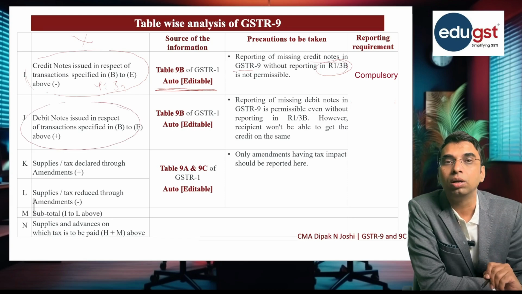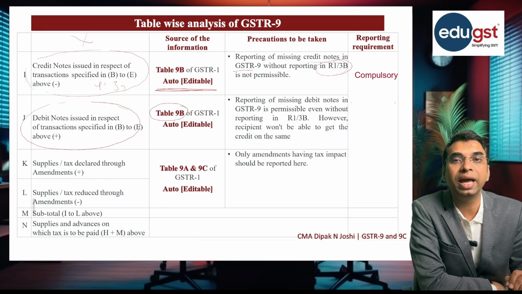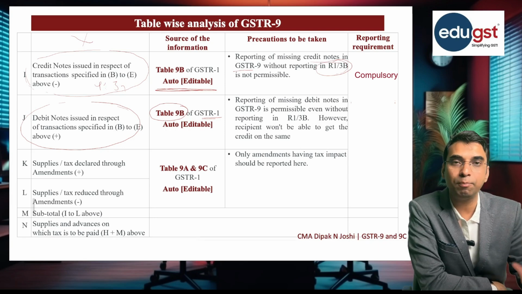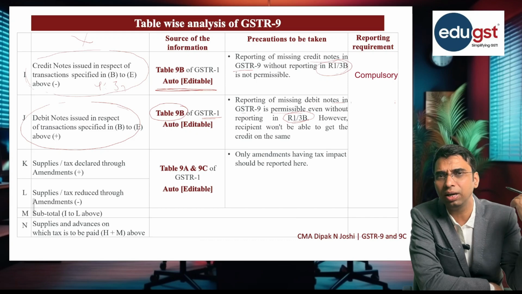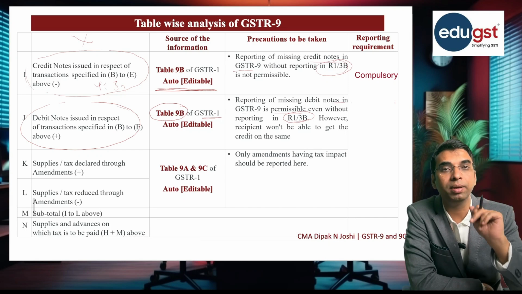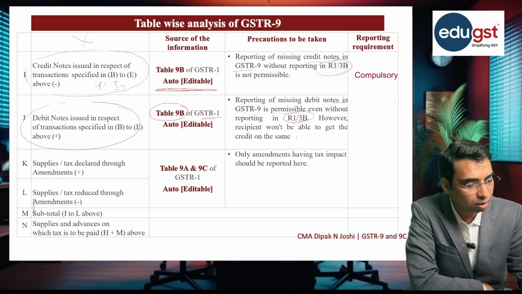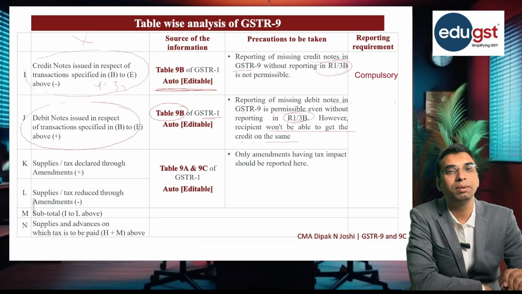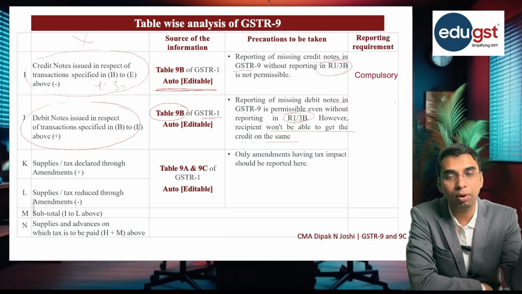Debit note. Now debit note के केस में again you can opt that information from table 9B of GSTR-1. GSTR-1 में से आप वो ले सकते हो information. Reporting of missing debit notes in GSTR-9 is permissible even without reporting it in GSTR-3B. तो GSTR-1 3B में आपने डेबिट नोट नहीं रिपोर्ट किया, नो प्रॉब्लम, यू कैन डायरेक्टली रिपोर्ट इट इन GSTR-9. बट इसका प्रॉब्लम है, if you are directly reporting it in GSTR-9 without reporting it in GSTR-1 and 3B, your customer won't be able to get the input tax credit on that debit note. So again, correct manner of reporting debit note is that कि आप उसको GSTR-1 में रिपोर्ट करो, GSTR-3B में रिपोर्ट करो, and then you report that amount in GSTR-9.